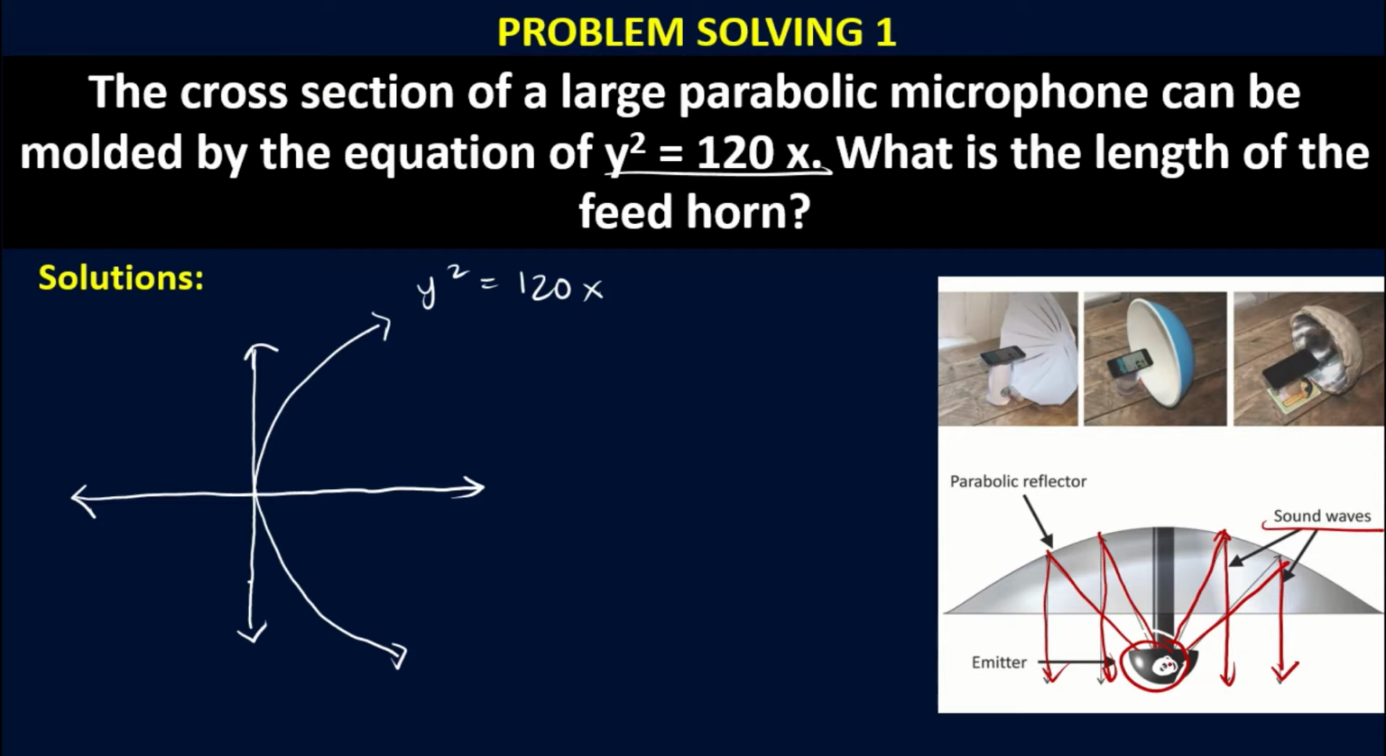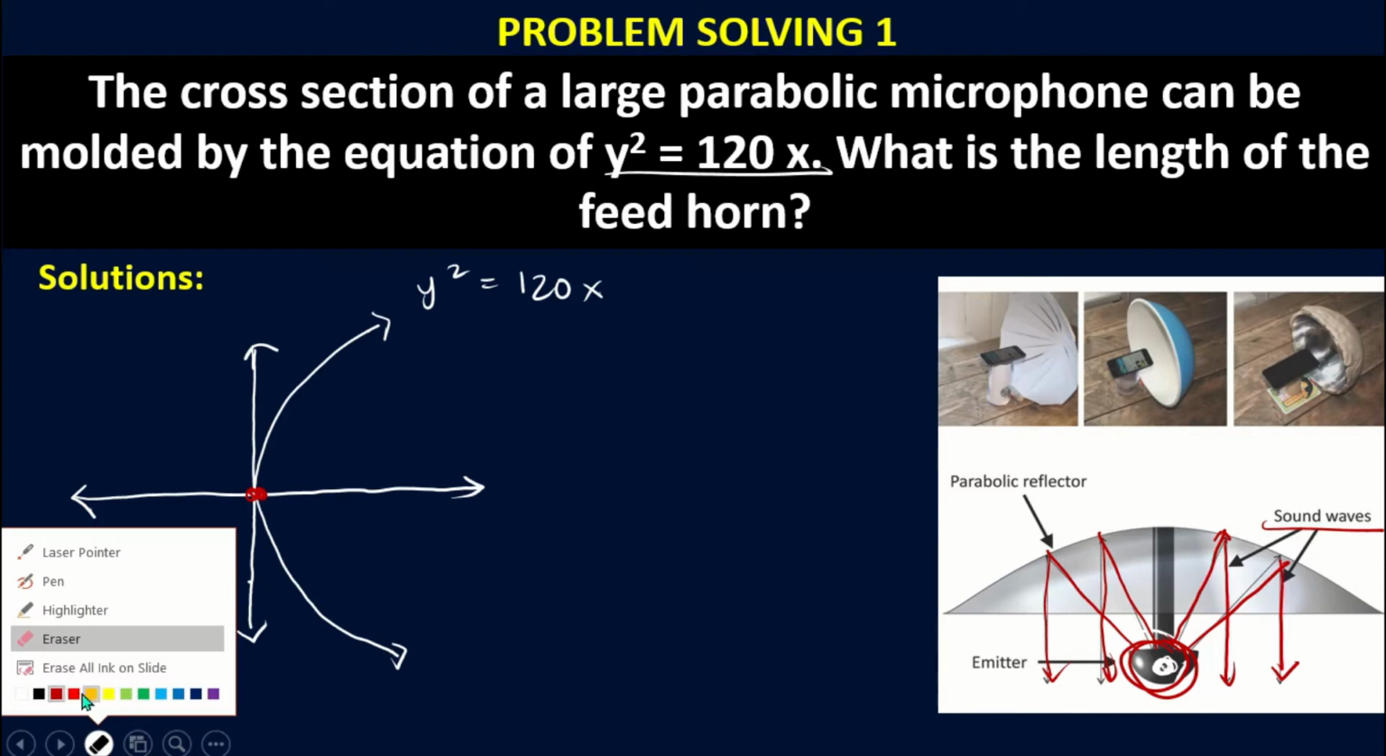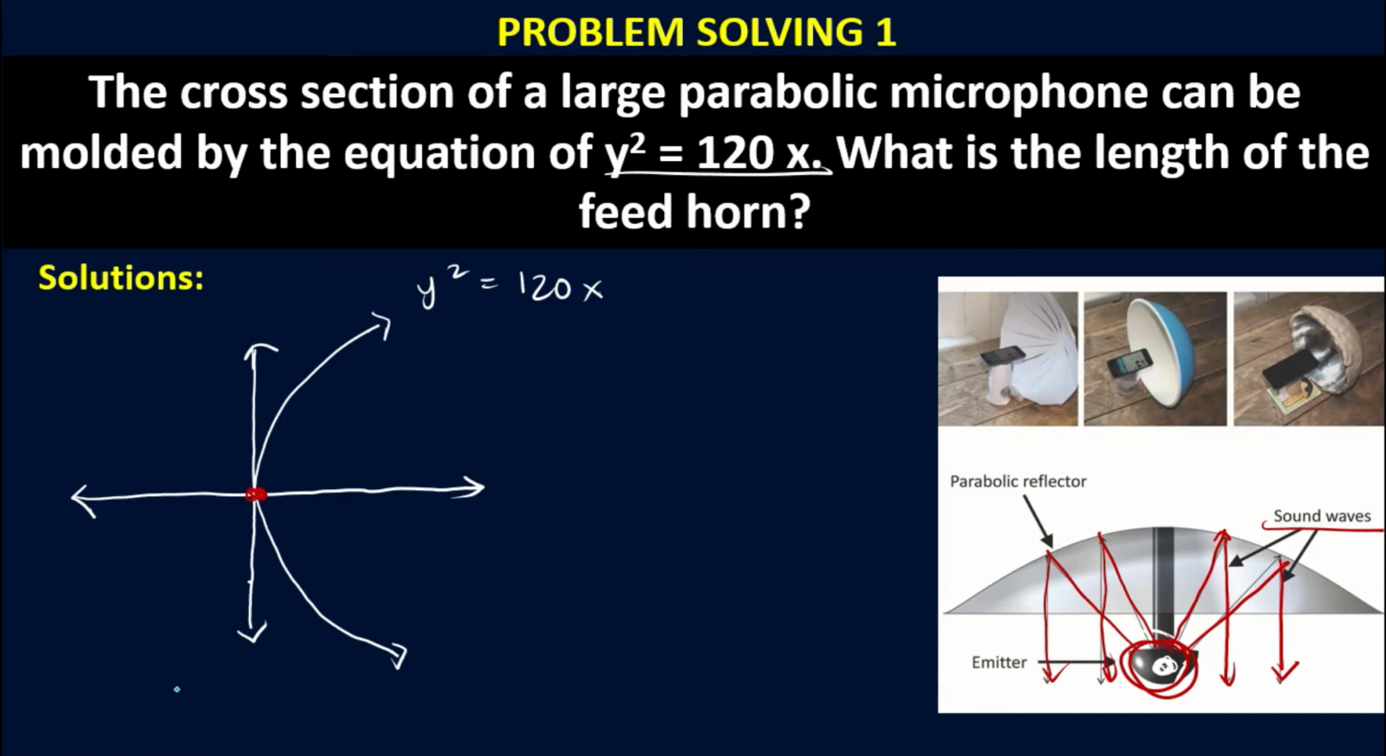So, whenever na meron tayong feed horn, the question is, saan natin ilalagay or gaano kalayo yung ilalagay natin na feed horn doon sa ating vertex. So we are going to determine what equation are we going to follow. Based on this equation, yung equation natin ay kamukha niyo yung equation na y squared is equal to 4cx.